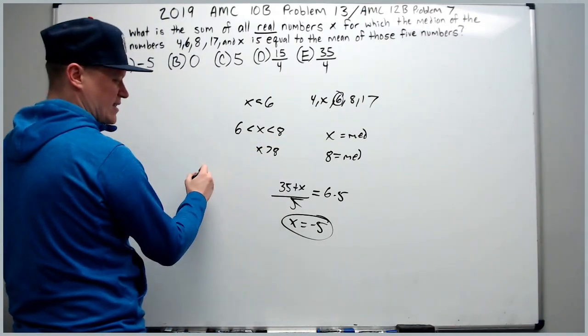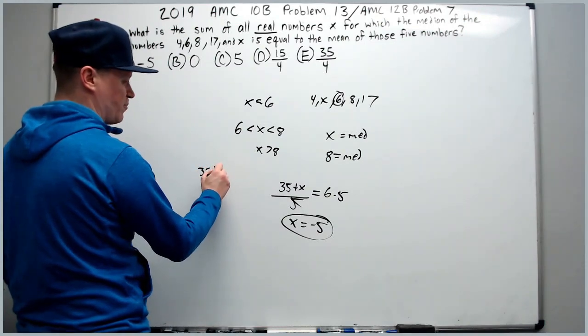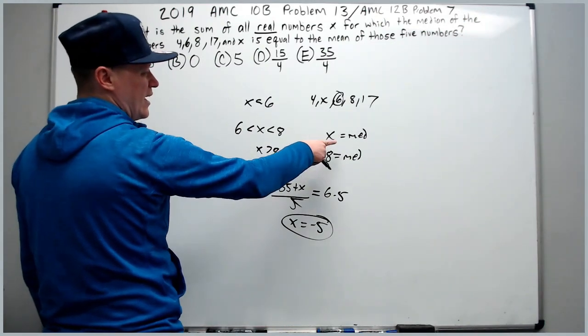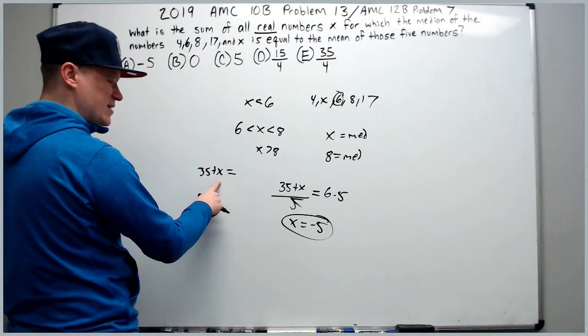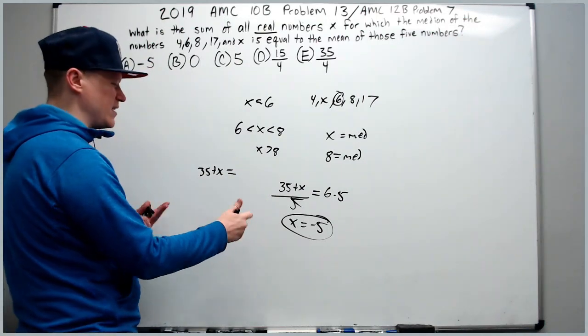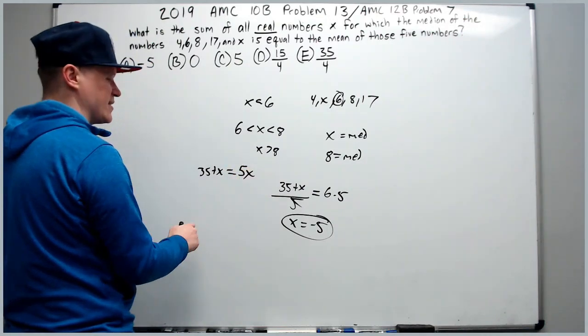Now we'll have this exact same setup, 35 plus x equals, x is the median. We know it's divided by 5. Don't even write it. Just multiply by it right away to save time.